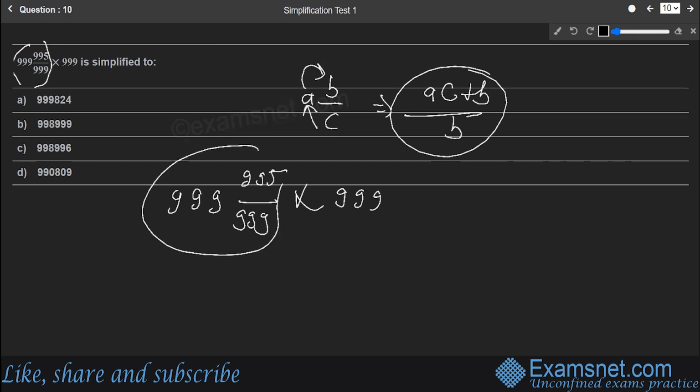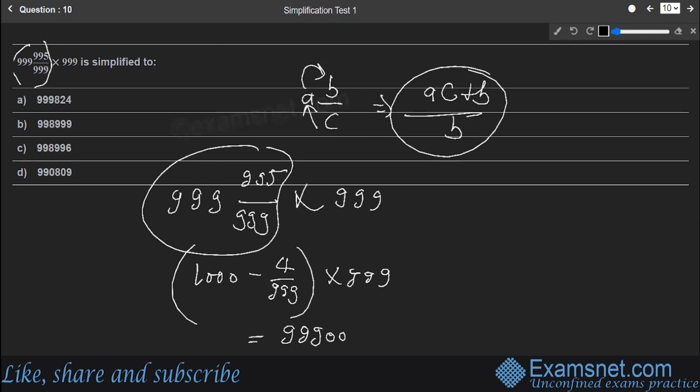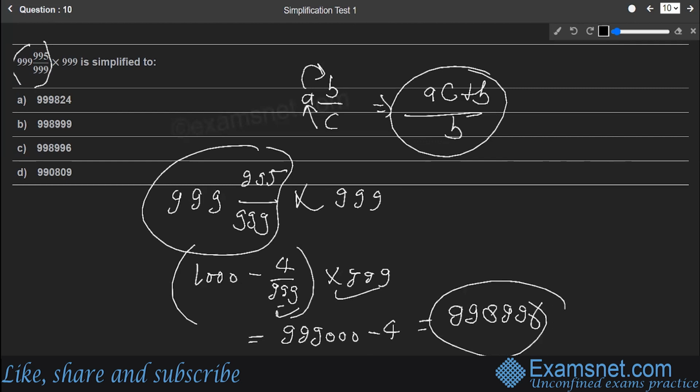This particular expression can be simplified as 1000 minus 4 by 999. Once we solve this, this is what it is coming: 1000 minus 4 by 999 into 999. If we solve this further, this is coming out to be 999000 minus 4, because the 999 gets cancelled from numerator and denominator side. And ultimately, this comes out to be 998996. Let us see where it matches. It matches with our option number C and becomes the right answer for us.